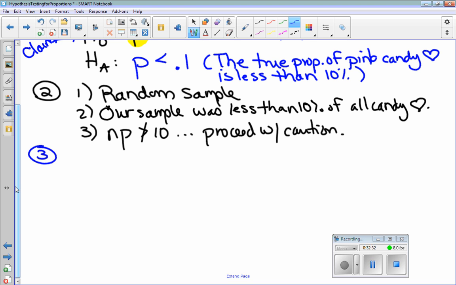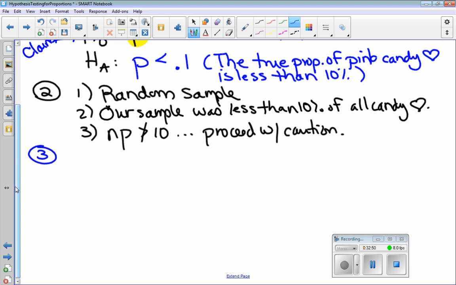Step 3. Well, now, what does it say we have to do? Find our test statistic. Well, we know it's a z-value, okay? So let's figure out some numbers. I think we're going to have to collect it.